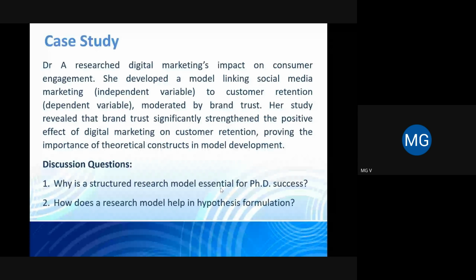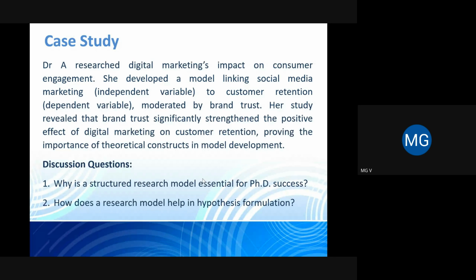Yes. Dr. A researched digital marketing's impact on consumer engagement. She developed a model linking social media marketing, that is the independent variable, to customer retention, that is the dependent variable, moderated by brand trust. Her study revealed that brand trust significantly strengthened the positive effect of digital marketing on customer retention, proving the importance of theoretical constructs in model development.